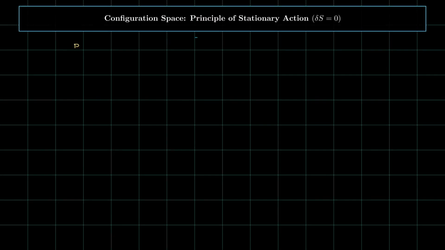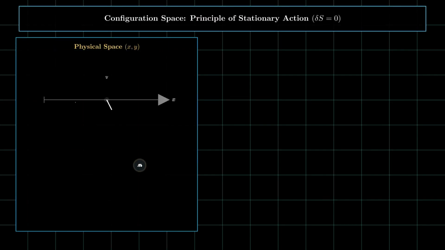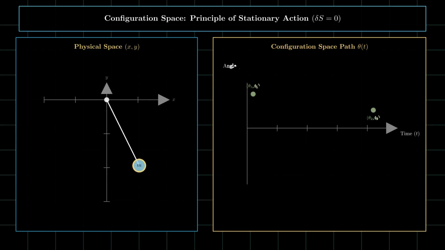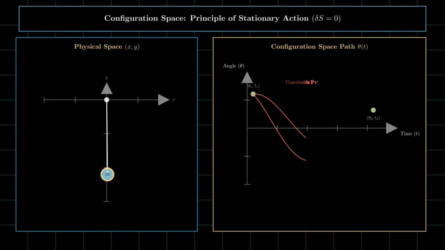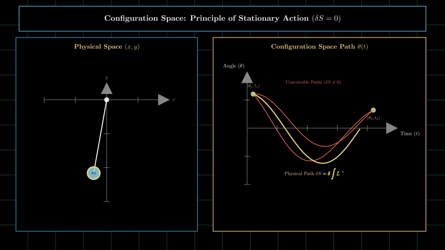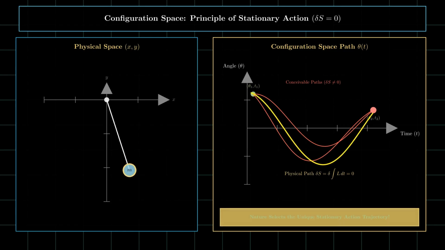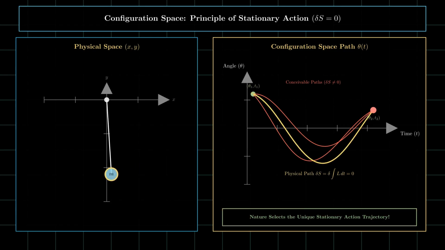To recap, in physical three-dimensional space, a swinging pendulum traces a simple spatial arc. However, in analytical mechanics, we map this motion inside configuration space, where the system's entire state is represented by a single point. For a pendulum of fixed length L, the configuration space is one-dimensional, parameterized entirely by the angle theta. As time advances, this state point traces out a smooth sinusoidal path on a plot of theta versus time t. Out of an infinite number of conceivable curves connecting the initial and final states, nature selects the single trajectory where the action integral S is stationary.